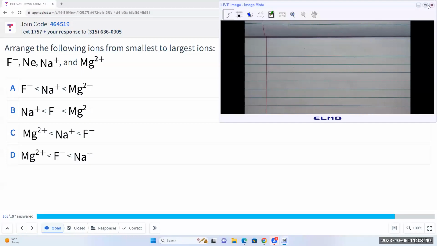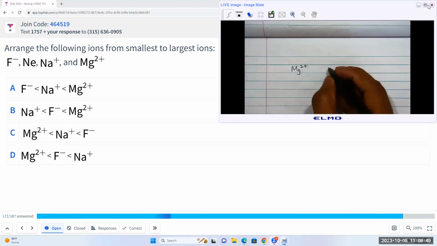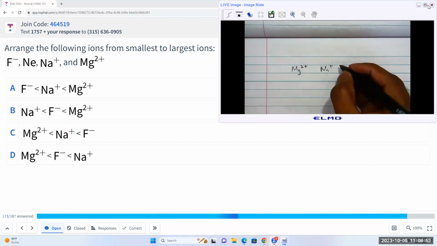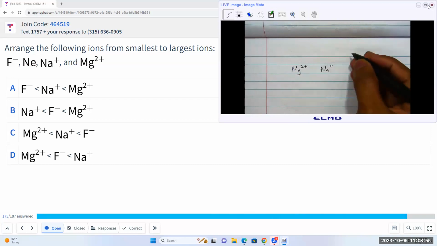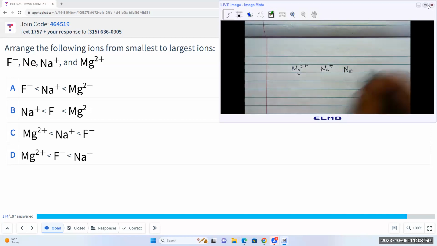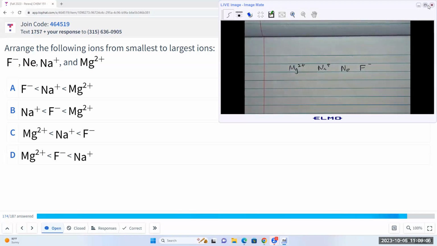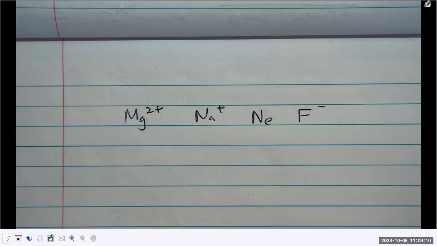Here we go. So we have, in a completely random order, magnesium 2 plus, and then we have sodium plus, and then we have neon, and then we have fluorine minus or fluoride ions. Now, what you want to do here is, give me a second, let me maximize this.